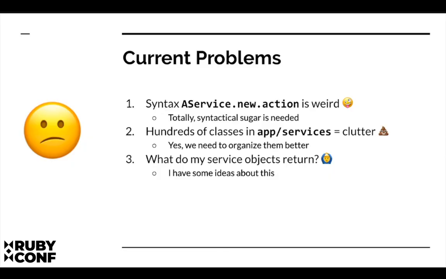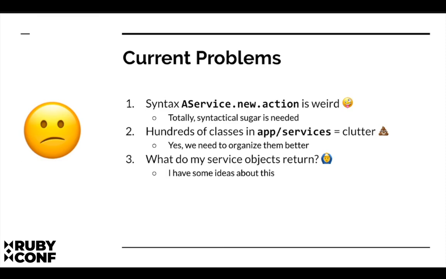So the current problems that we can see is that the syntax, a service, and then new, and then the action that we want to call onto that new instance of that class is kind of awkward. And that totally makes sense. We need syntactical sugar there. And then we would have hundreds of classes in the app/services folder, which means there would be a lot of clutter. So yes, that makes sense.